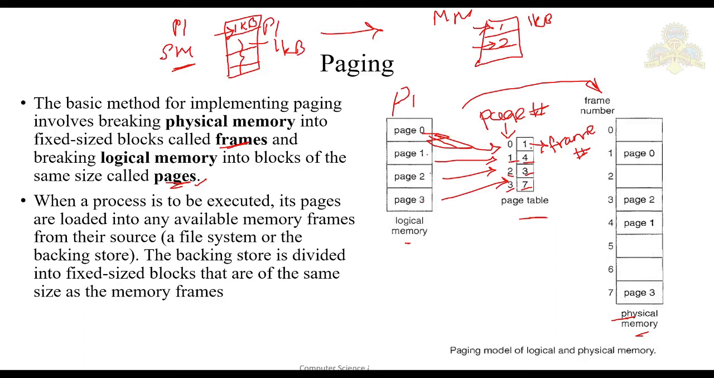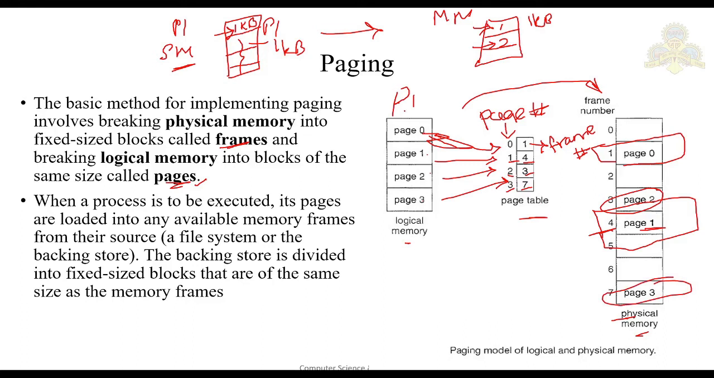Just check the content of frame 1. This is your frame 1, right? What does it contain? Page 0. That means process 1's page 0 is present in frame number 1. Then page 1 is in frame number 4. Just check here. This is frame number 4 and page 1 is its content. Page 2 is present in frame number 3. Page 3 is present in frame number 7, which is this one. So this is how you have to read the page table.